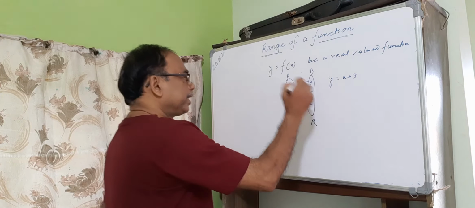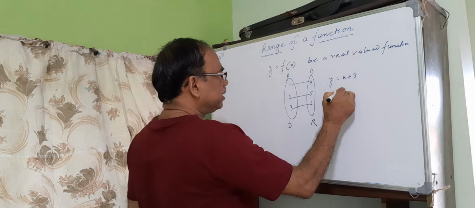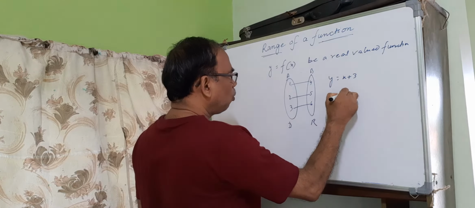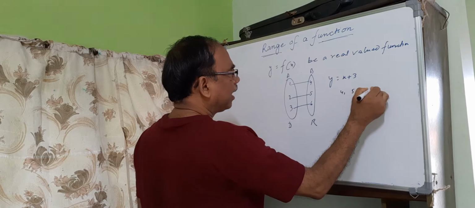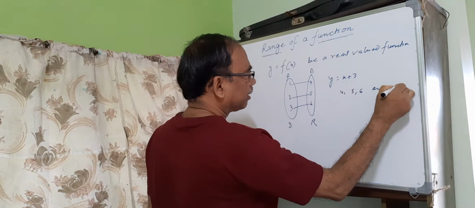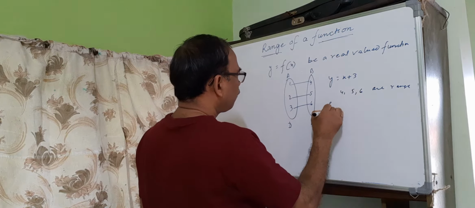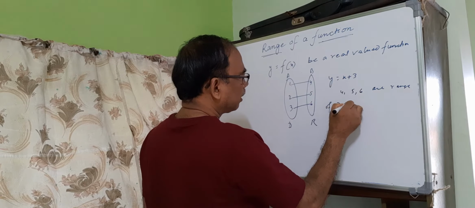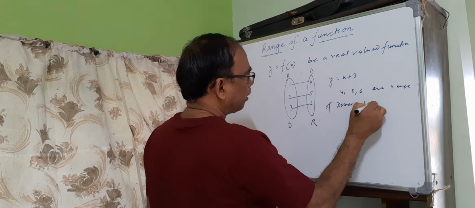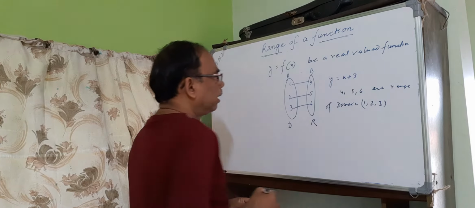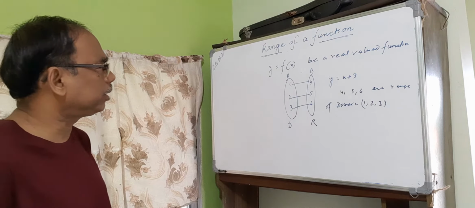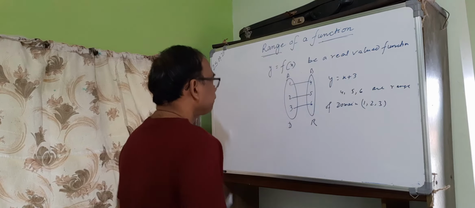Range is the image of domain, and domain is the pre-image of range. So in this case, 4, 5, 6 are the range of the domain 1, 2, 3.